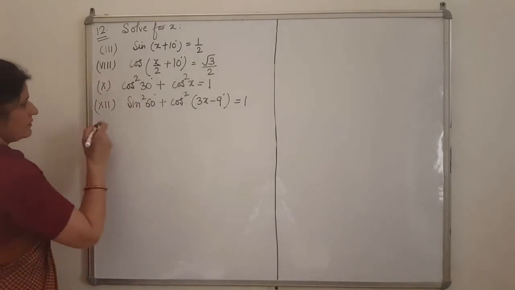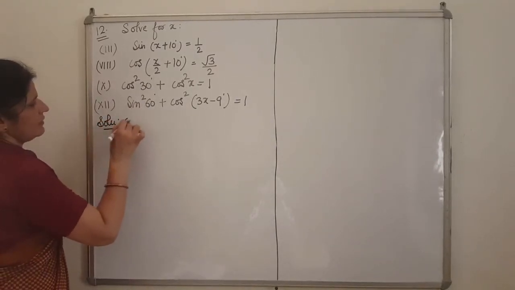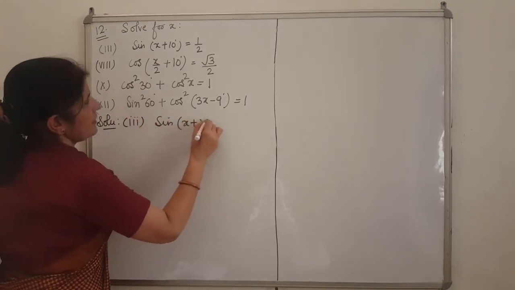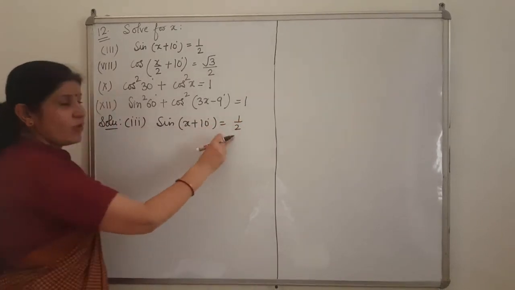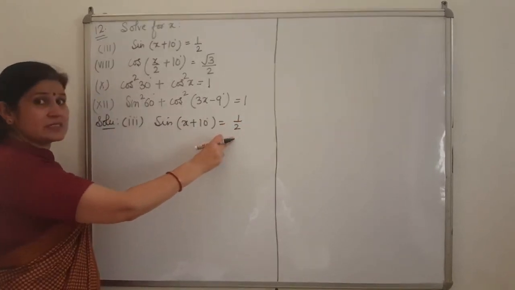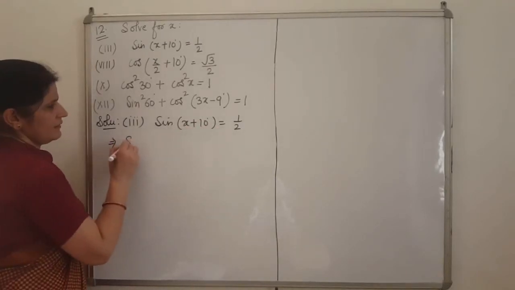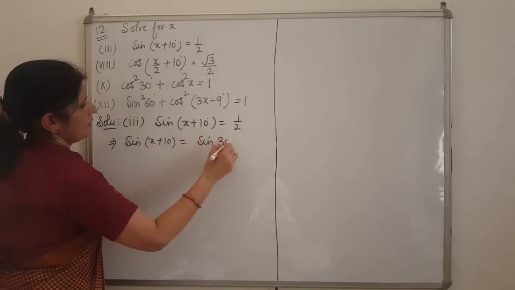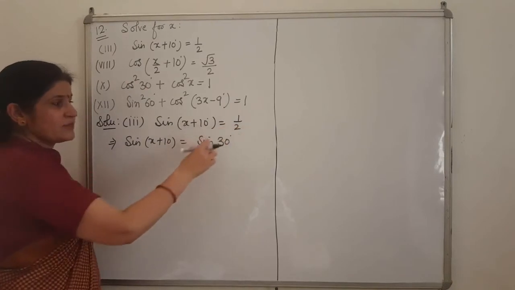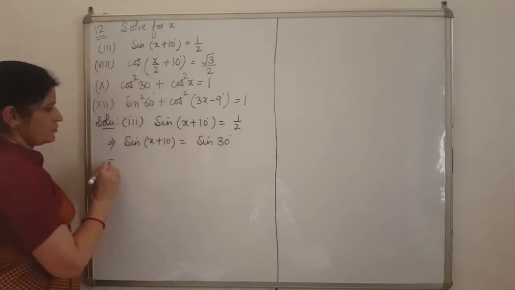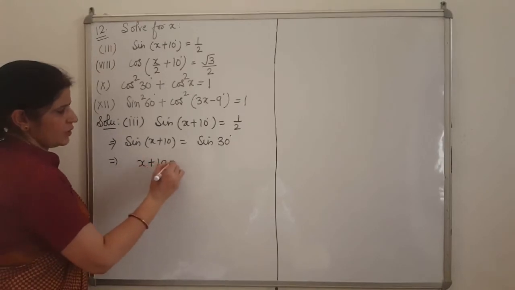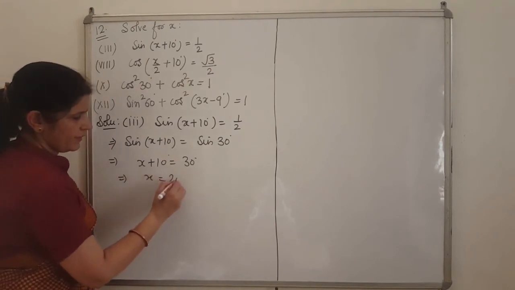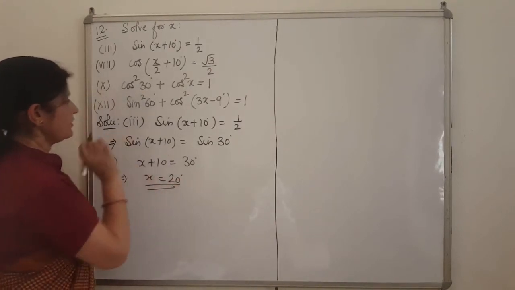So in third part, what is given? Sin(x + 10) equals 1 over 2. Now this 1 over 2, we will see this value is in sin, and what is sin then? Sin 30. 1 over 2 is value of sin 30. So on comparing, x + 10 equals 30 degree, and what is x then? 30 minus 10, 20. This is our answer of third part.